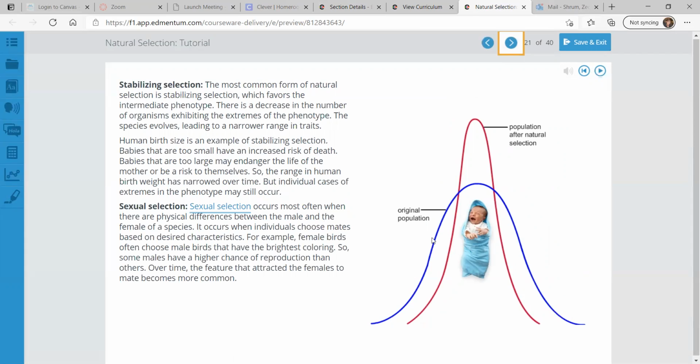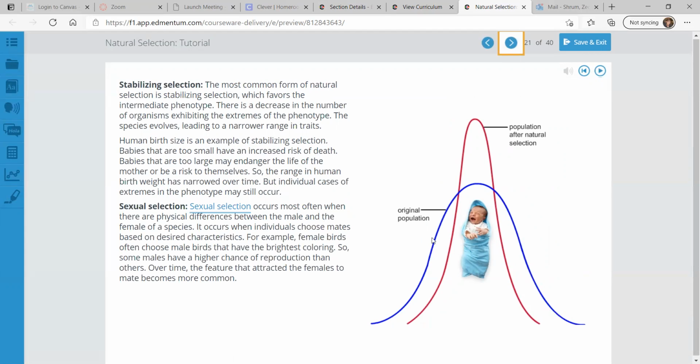Stabilizing selection. The most common form of natural selection is stabilizing selection, which favors the intermediate phenotype. There is a decrease in the number of organisms exhibiting the extremes of the phenotype. The species evolves, leading to a narrower range of traits. Human birth size is an example of stabilizing selection.